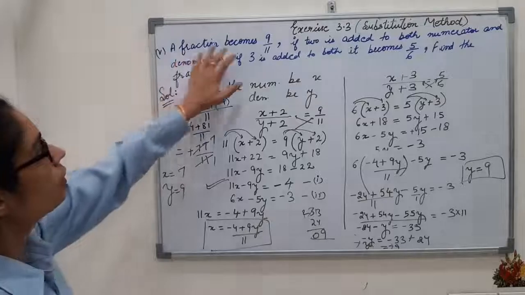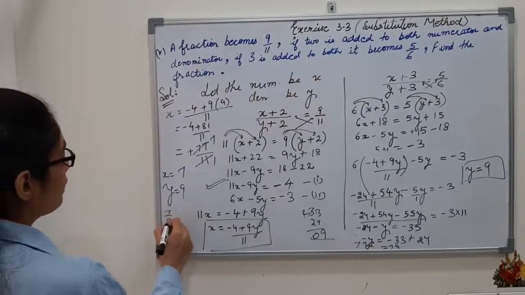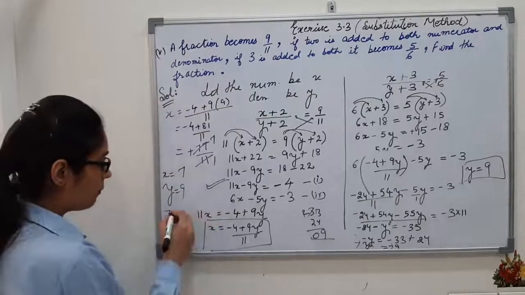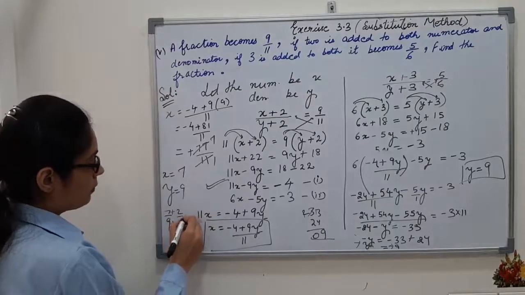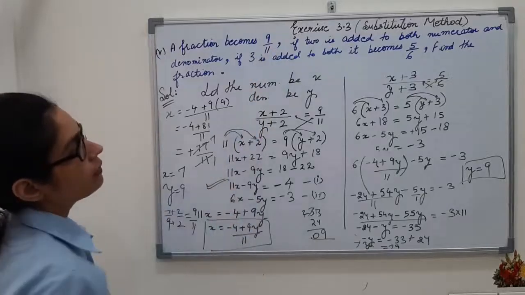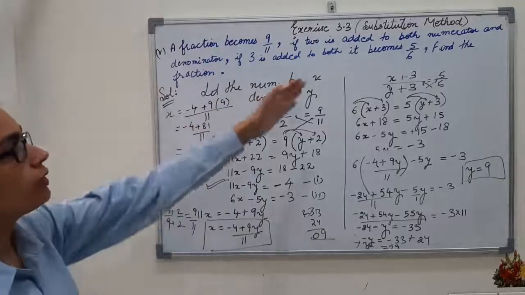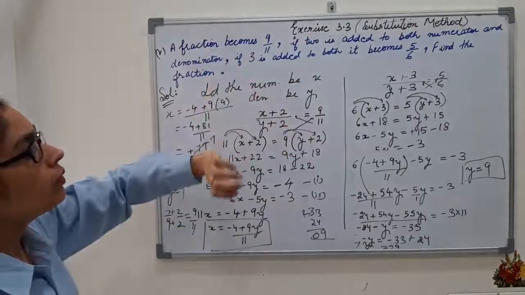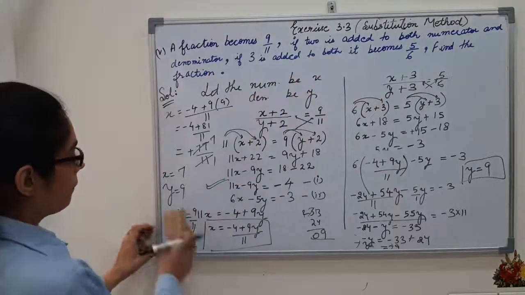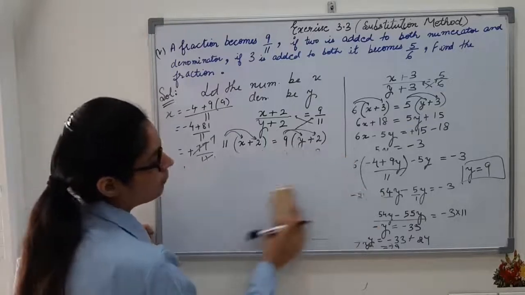Now you can check also if you are adding 2 to both. 7 by 9 is my fraction, because x is my numerator and y is my denominator. If I am adding 2 to both, I am getting 7 plus 2 is 9, 9 plus 2 is 11. That's what they have given. This means my solution is correct. You can also check for the other: if I am adding 3 to both, it is becoming 5/6. You can do that yourself. So let's continue with the last sum of this exercise.